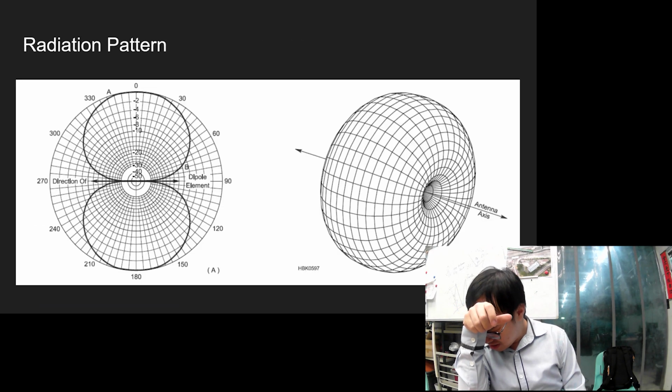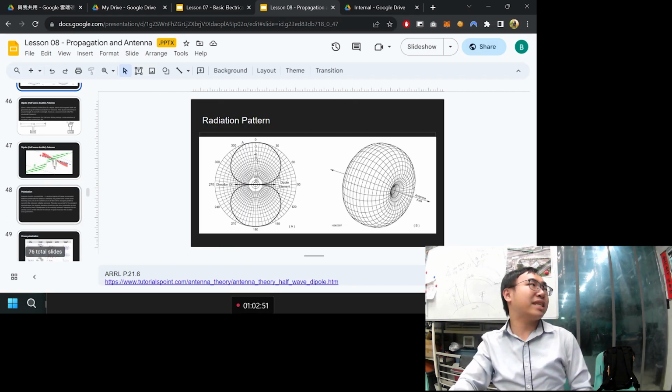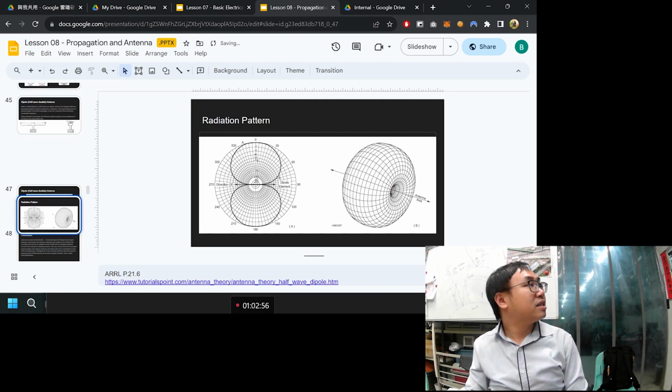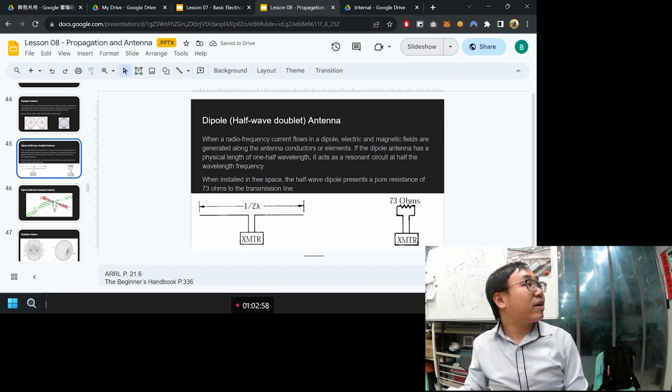No, this slide is wrong. This slide is wrong. It should be located here.